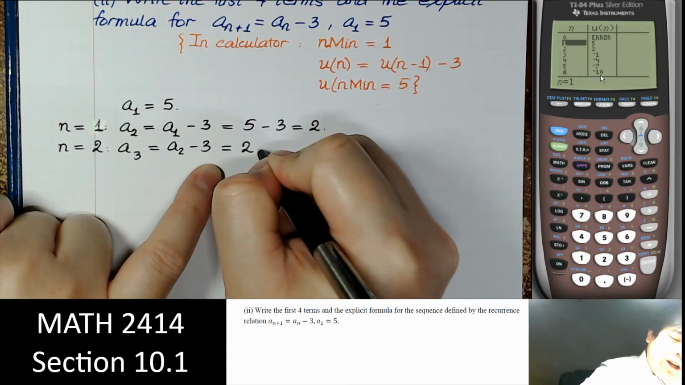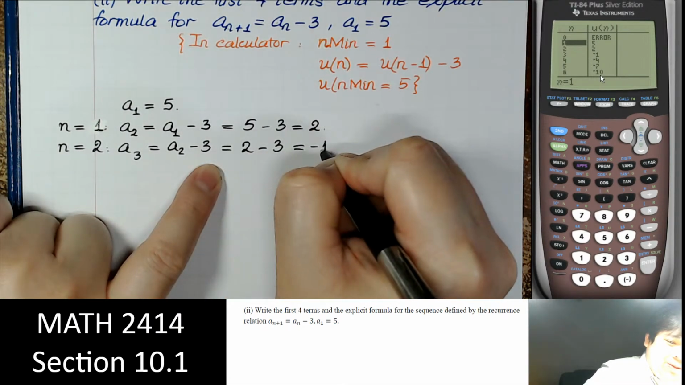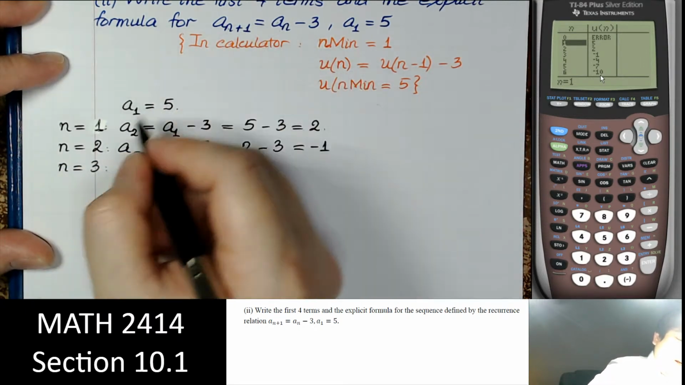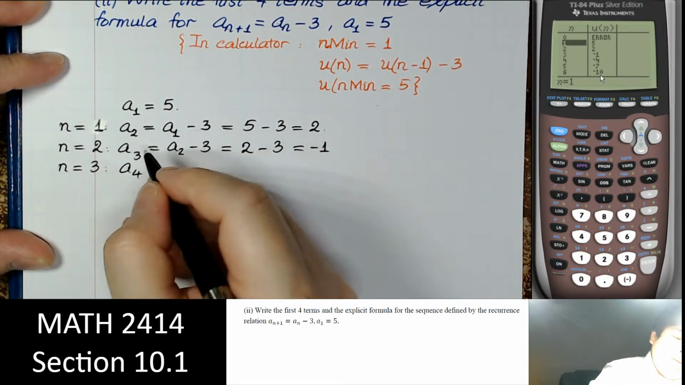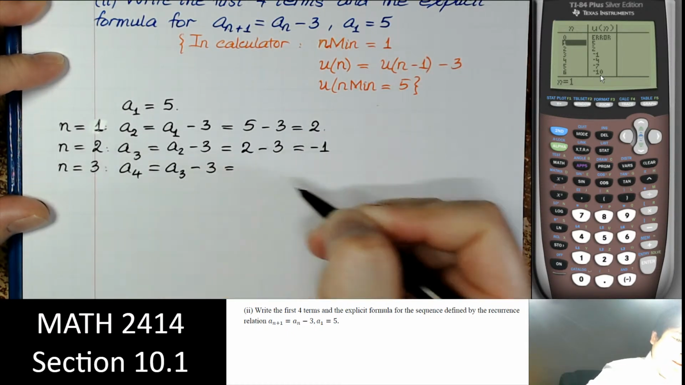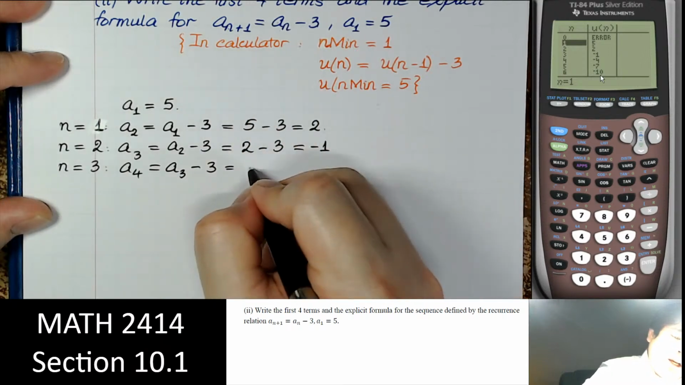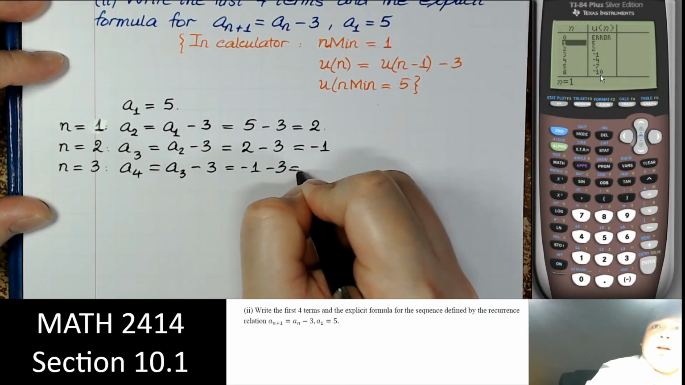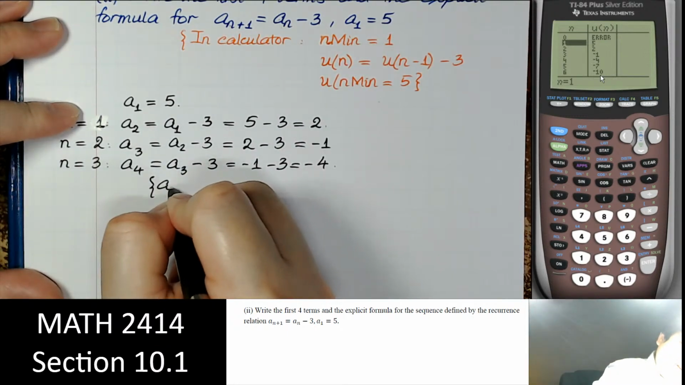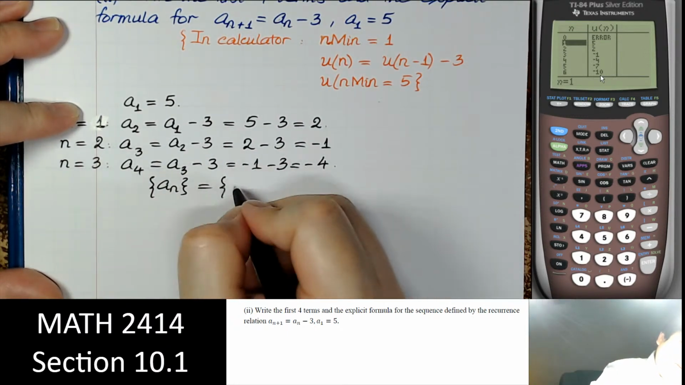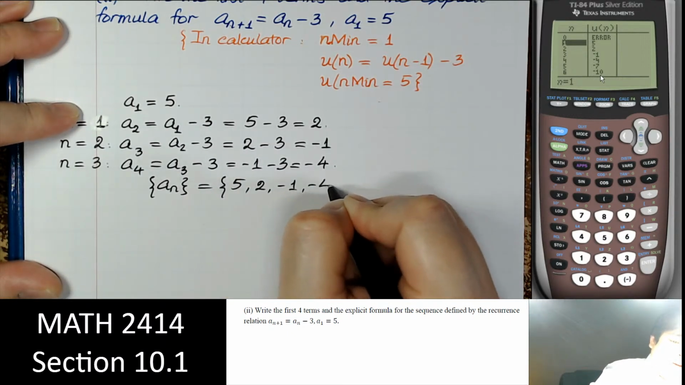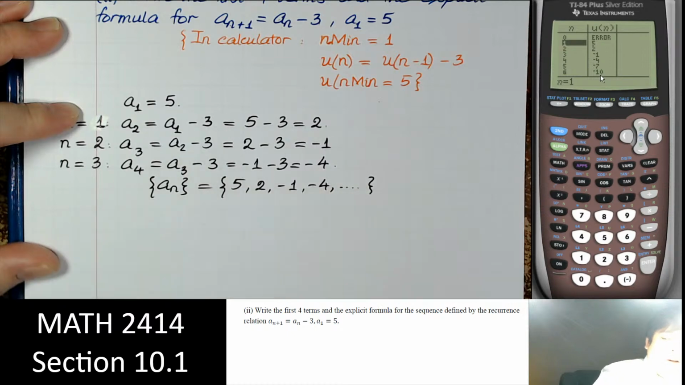Never mind, this is correct. It's negative 1. And then we take n equal to 3. Put 3 in here. We have the fourth term is a3 minus 3. So we have minus 1 minus 3 is minus 4. So in this sequence, the first 4 terms are 5, 2, negative 1, negative 4, and so on.